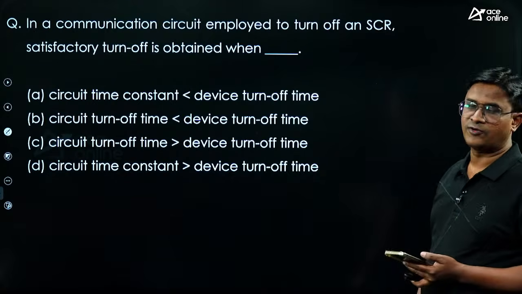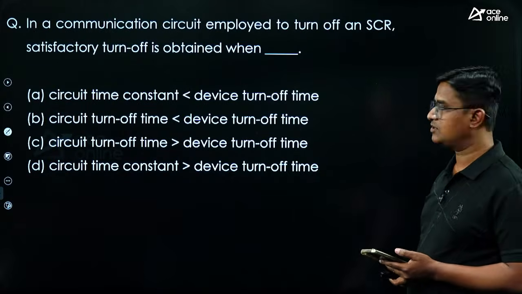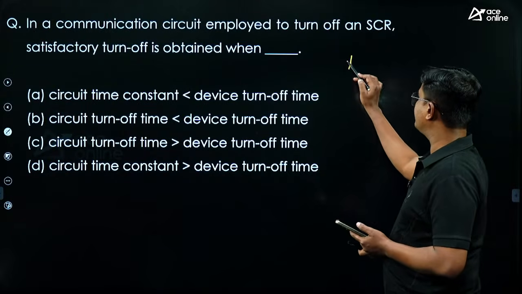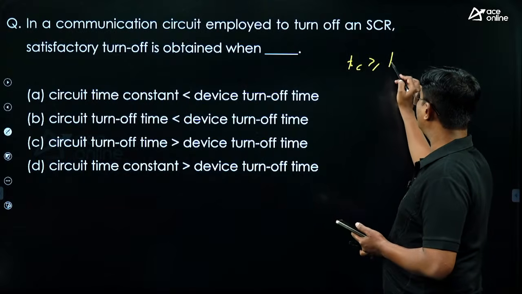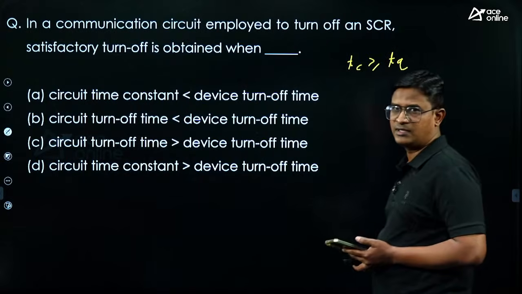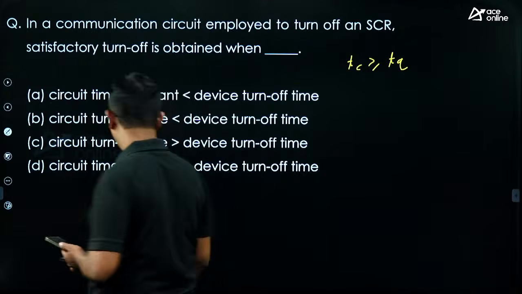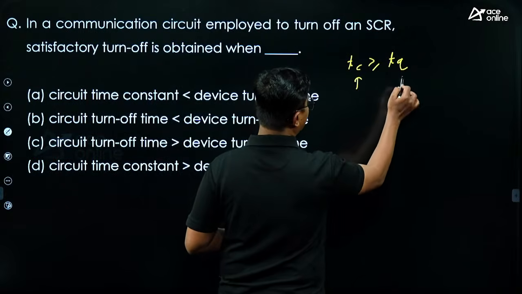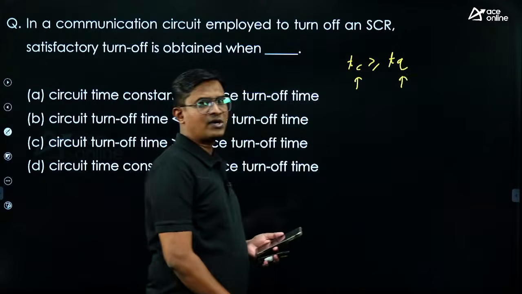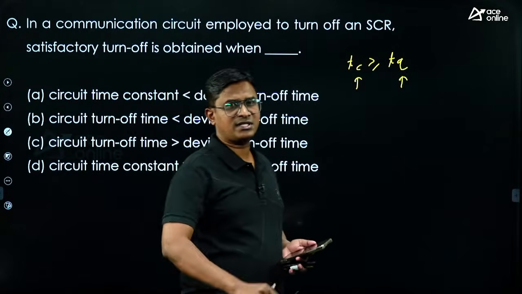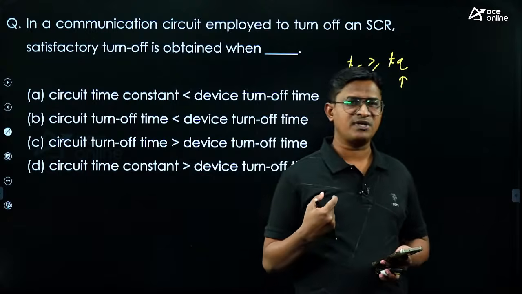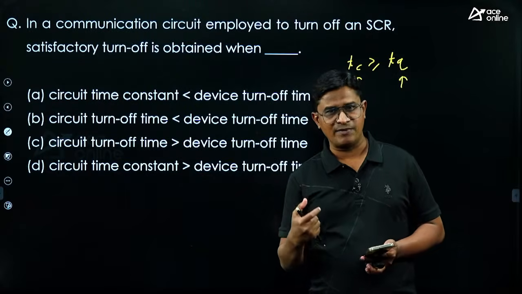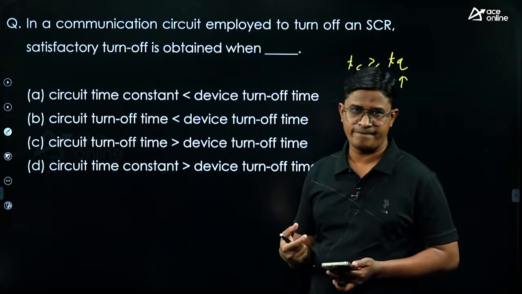Yes, for successful commutation of SCR, we know TC should be greater than or equal to TQ. TC is nothing but the circuit turn off time and TQ is the device turn off time. So for successful commutation, TC should be greater than or equal to TQ. TQ is the device turn off time. The manufacturer of the device will specify the value of TQ, right?